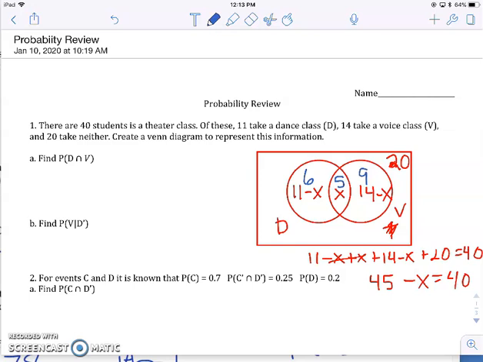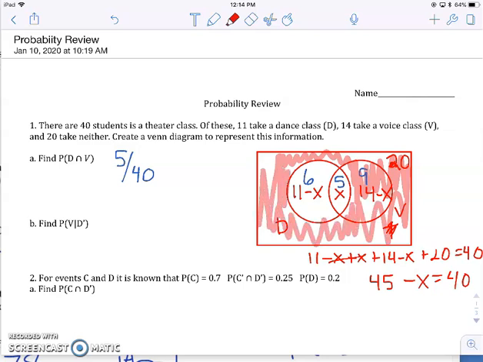So find the probability of dance and voice. So that would be our 5 out of 40. Find the probability of voice given that you're not in dance. So if I highlight all the not dance, there's our not dance. So that's what we're looking at, is of those 29, how many are in voice? Well, that would be 9 out of 29.